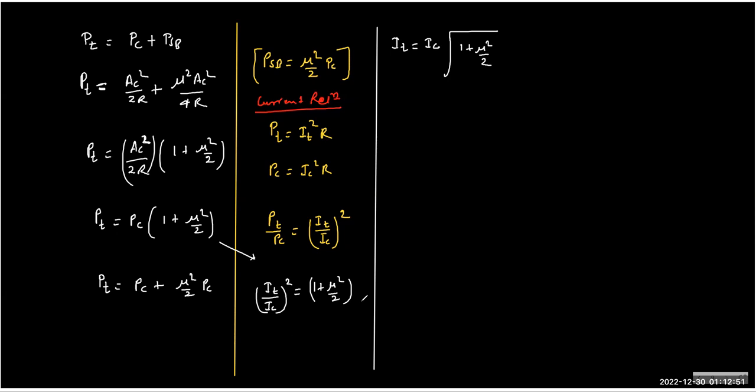So the answer is 0.5. The signal, the AM, is given, and the AC is given. You can find the mu, right? It's simple. But there is one more question which they will ask you.